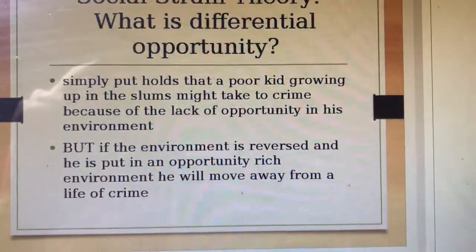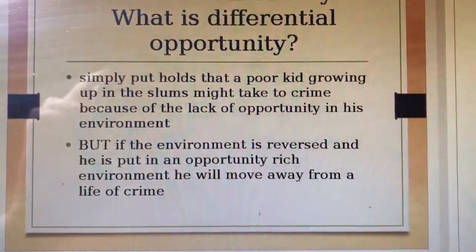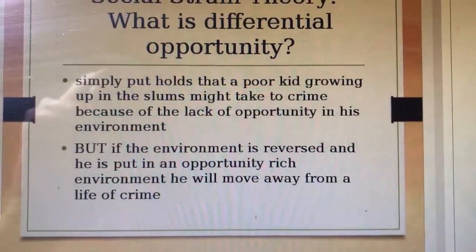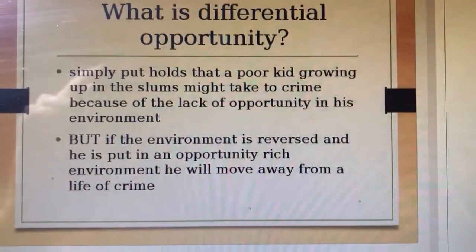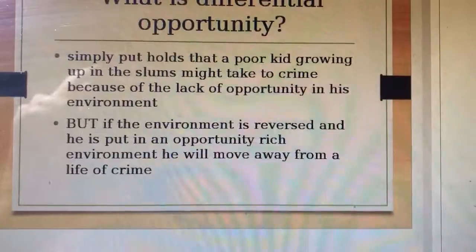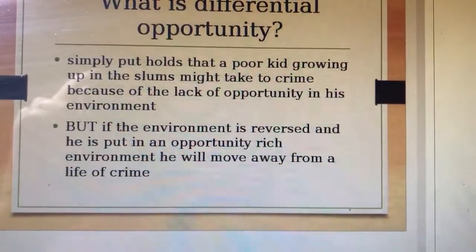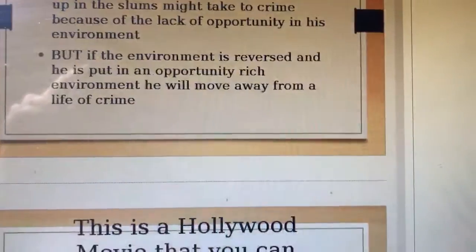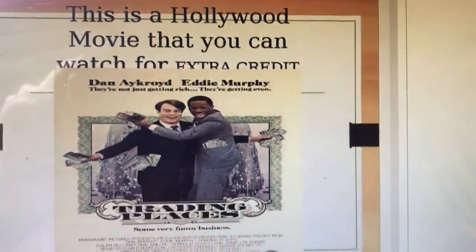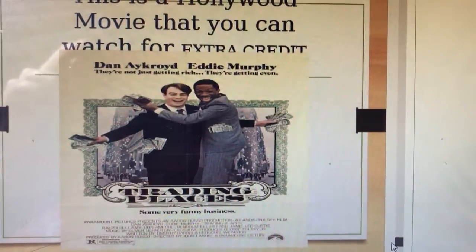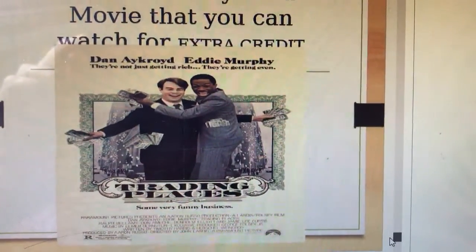So differential opportunity just basically says there's not a lot of opportunity in these neighborhoods, and because there's very little opportunity, they turn to crime. But if you would take these kids out of these neighborhoods, put them in an environment that's rich with stuff to do, they would change. And here's your movie that you can watch for fun, for extra credit. You can tell me how differential opportunity applies to this movie.